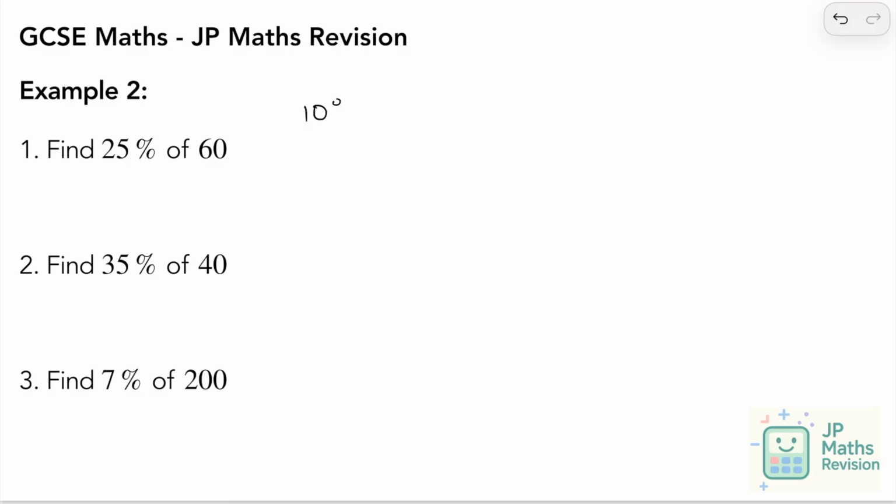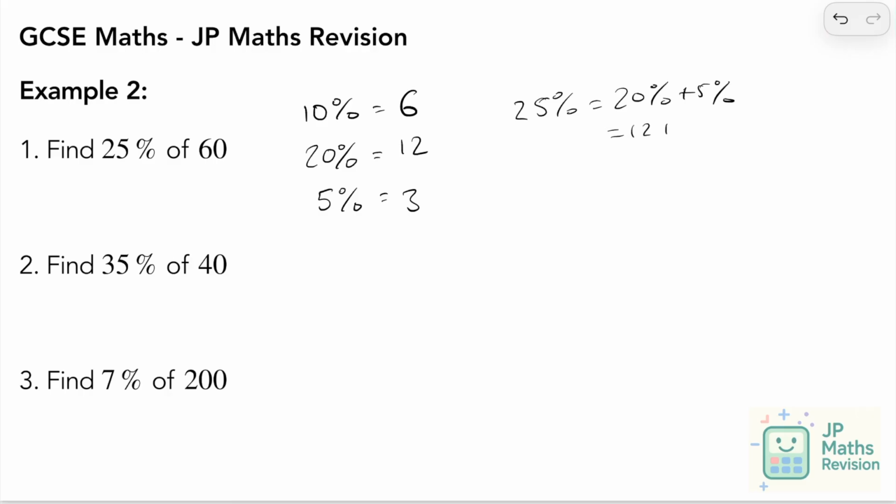we work out 10% by dividing by 10. So 10% of 60 is going to be 6. So 20% is therefore going to be 2 times 10%. So 20% is going to be 12. And 5% is going to be half of 10% because 5% is half of 10. So half of 10% is going to be 3 because half of 6 is 3. So now to work out 25%, I add 20% and 5%. So that's going to be 12 plus 3. So that's going to be 15.